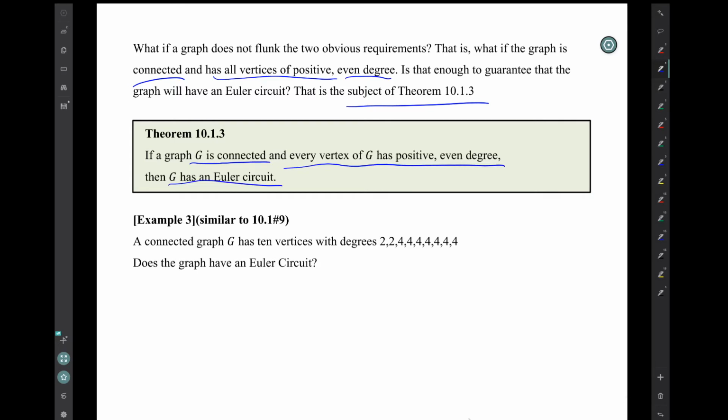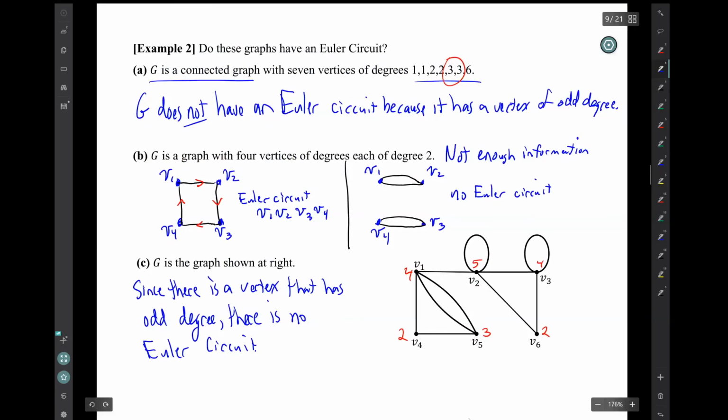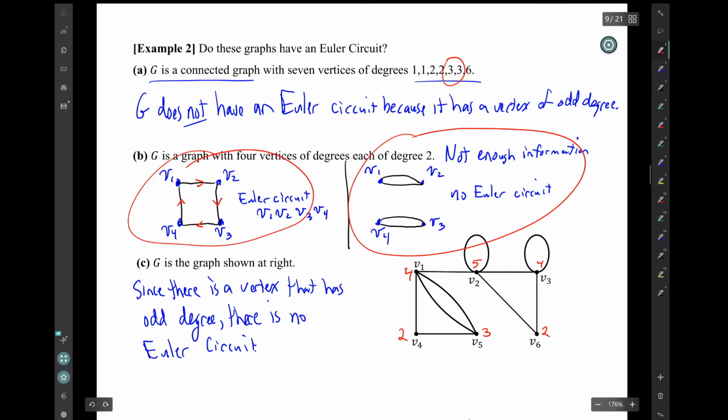Let's go back up and look at the previous page. Notice the problem with this graph is that even though every vertex has positive even degree, the graph is not connected. So we could not have an Euler circuit in that graph. This graph has every vertex with positive even degree, and the graph is connected. It does have an Euler circuit.